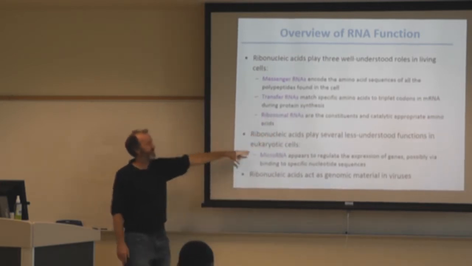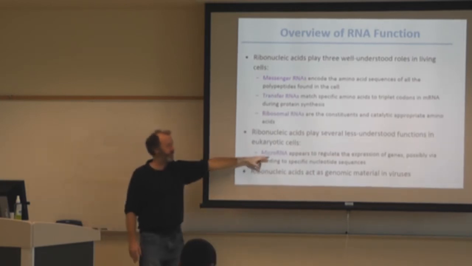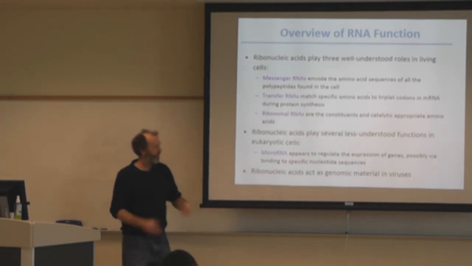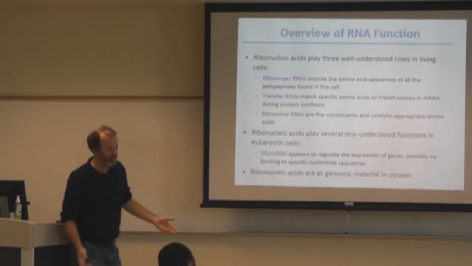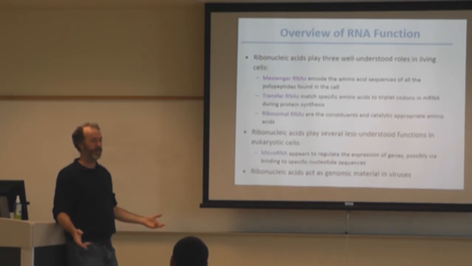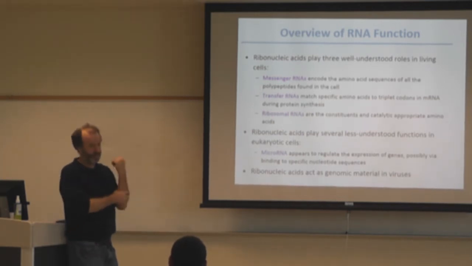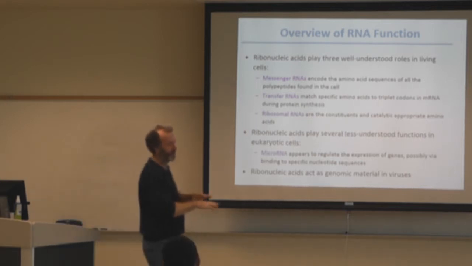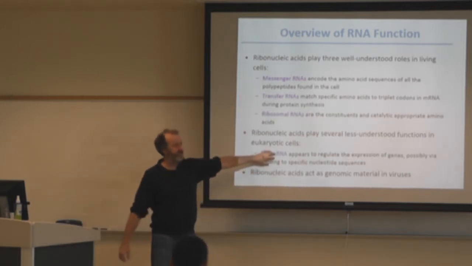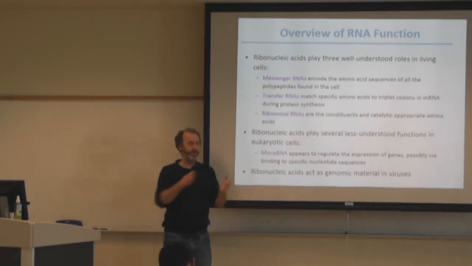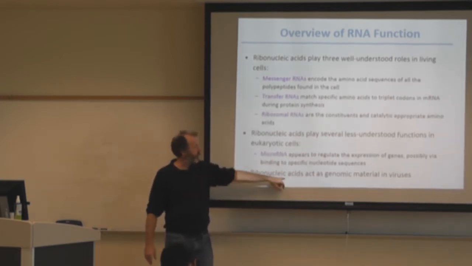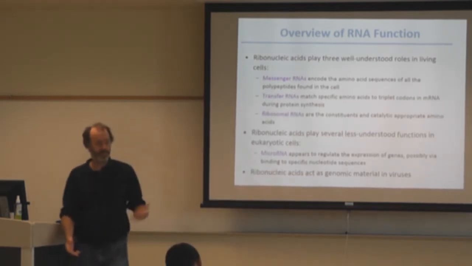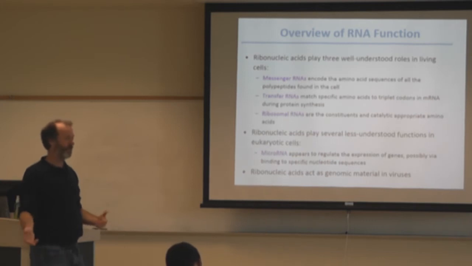Ribonucleic acids play several less understood functions in eukaryotic cells, and we talked about this a little. MicroRNAs, right? They regulate the expression of genes, basically regulate the half-life of messenger RNAs. Like if there's a message we want to stop making proteins out of, we'll express these microRNAs, and they'll block the expression of that. Ribonucleic acids act as genomic material in viruses. Retrovirus, of course, has an RNA genome.